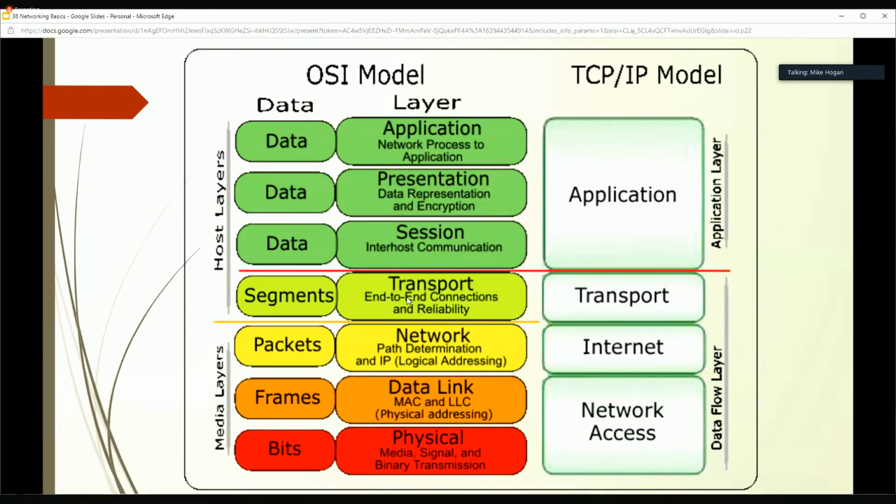Transport, still same functionality there. A little bit can be a little tricky. The network, where the IP addressing exists in the OSI model, is now the internet layer. This internet layer is, once again, the IP addressing, so same functionality there. And then data link and physical, where I've got my MAC addressing, that hard-coded addressing, along with the physical medium. Now all of that is included in the network access.